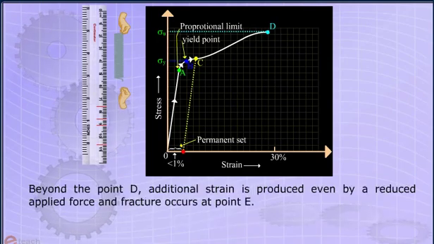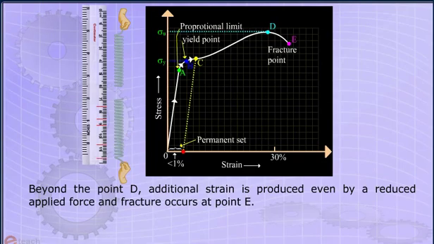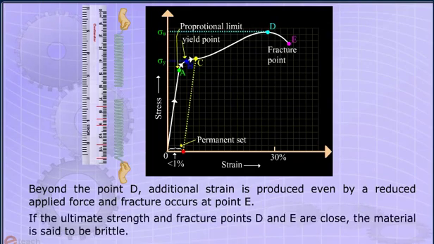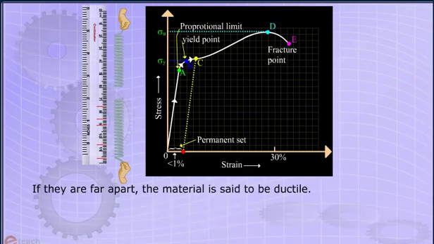Beyond the point D, additional strain is produced, even by a reduced applied force, and the fracture occurs at point E. If the ultimate strength and fracture points D and E are close, the material is said to be brittle. If they are far apart, the material is said to be ductile.